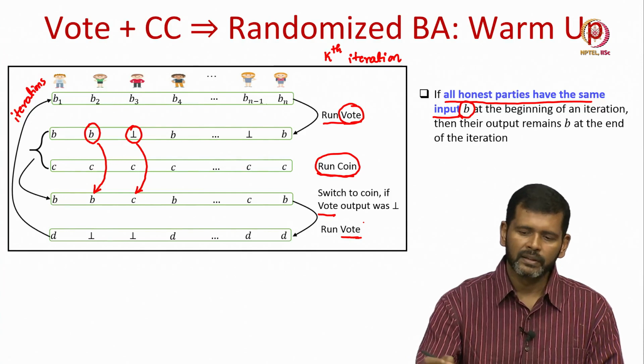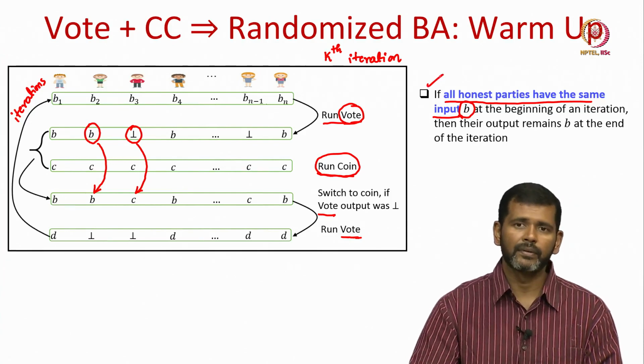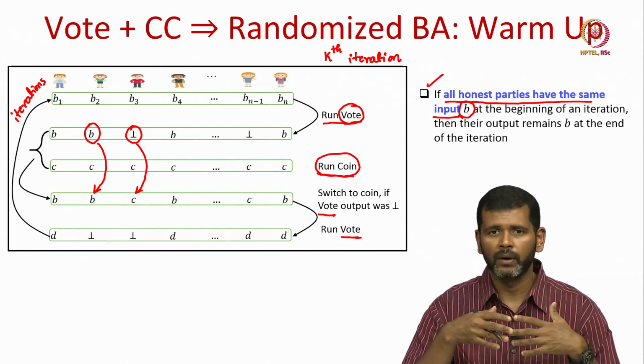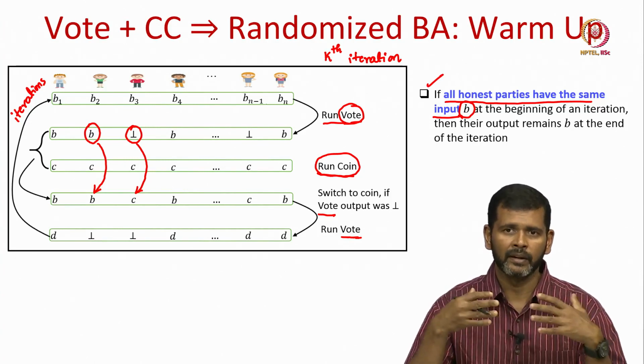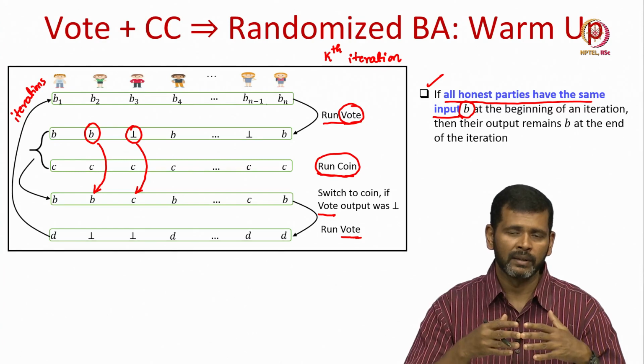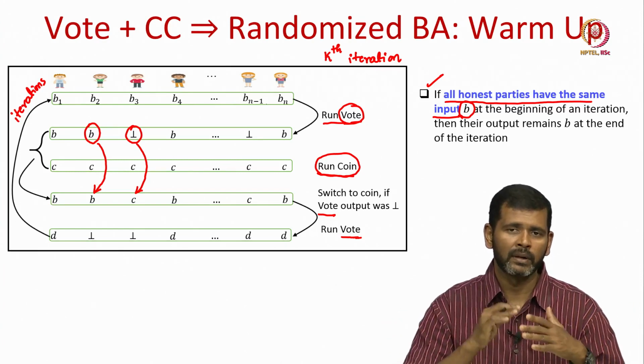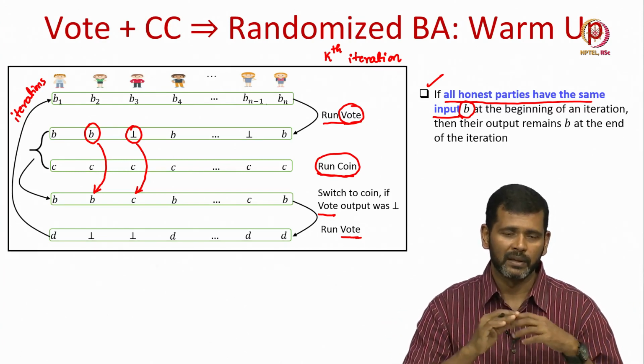So, basically this property says that if we reach an iteration where all the honest parties start that iteration with the same input, then agreement is achieved and it will never get disturbed. It will keep on outputting that same common bit.